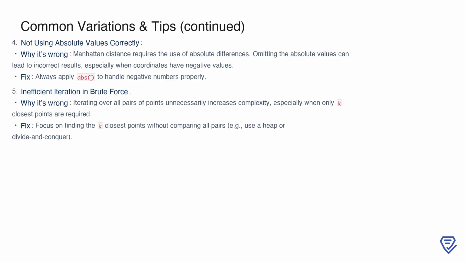Additionally, brute force iteration can be inefficient. Iterating over all pairs of points can quickly become computationally expensive, especially when the problem only requires the k closest points. Instead of comparing every possible pair, optimize your approach by focusing on efficient data structures like heaps or applying divide and conquer techniques. These strategies will significantly improve your solution's runtime while still ensuring accurate results.